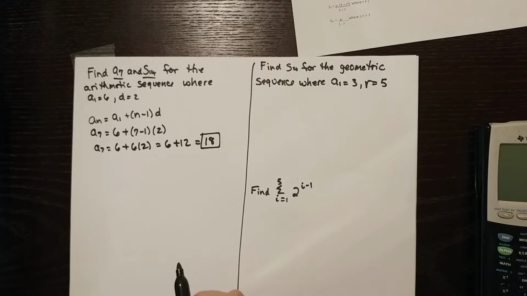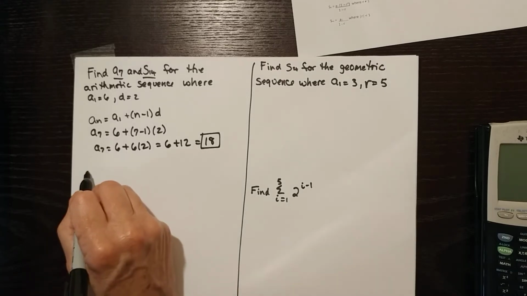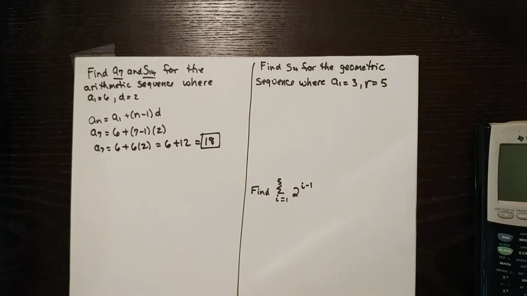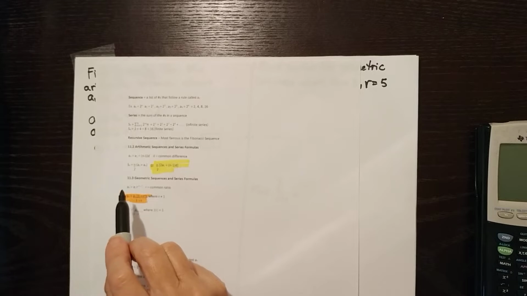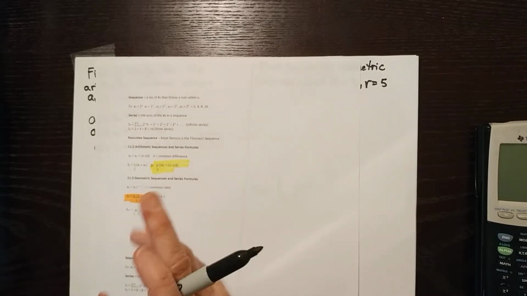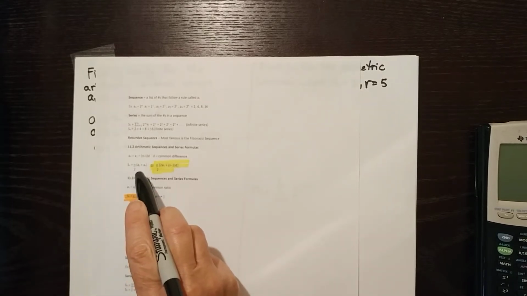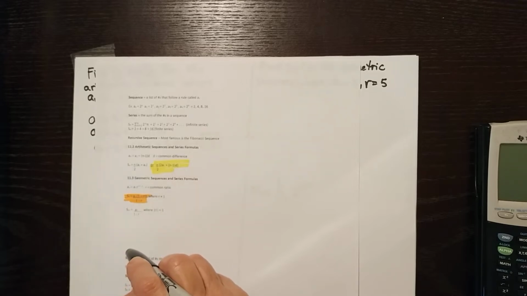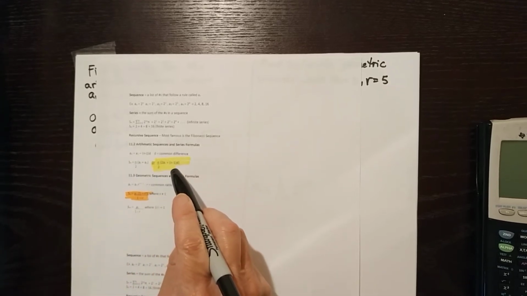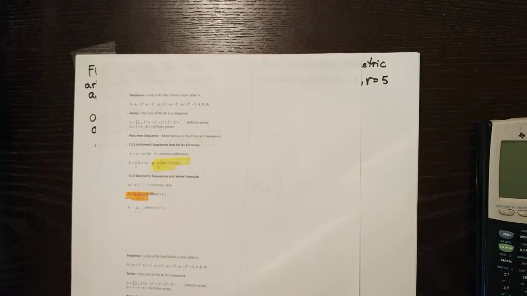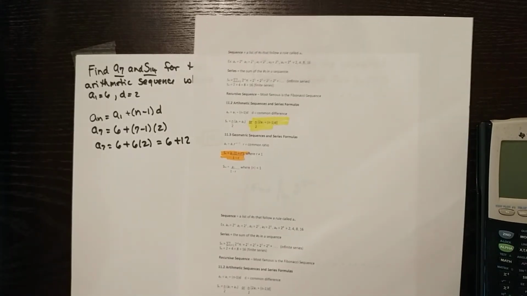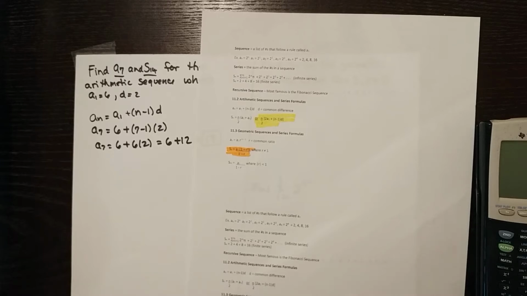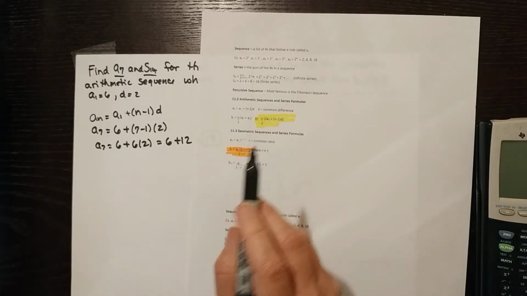Now I need to find s sub 14. So for s sub 14, I'm going to ask, is there a formula that I can use for an arithmetic sequence and series? And there is. For s sub n, there are two different versions. One involves knowing a sub 1 and a sub n. The other involves knowing a sub 1 and d. I look at my given information and I determine that I know a sub 1 and d, and so the form of the formula that I'm going to use will be this one that has a sub 1 and d in it.